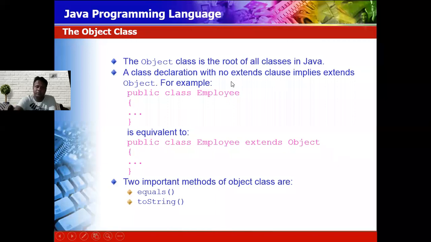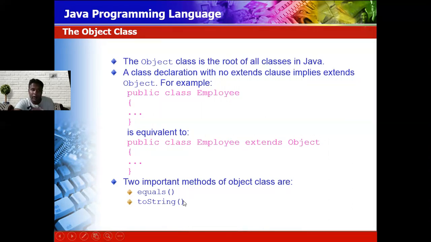Object class is the base, or the root, of all the classes in Java. A class declaration with no extends clause implies that it is extended from the Object class. If you define a class which does not extend from any class, then invisibly, by default, it extends from the Object class. The public class Employee extends from the Object class.